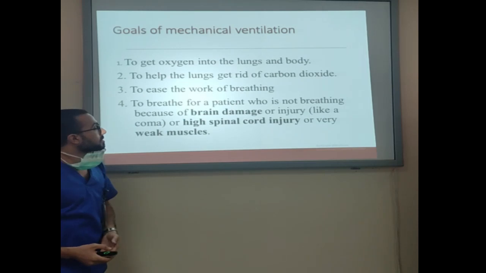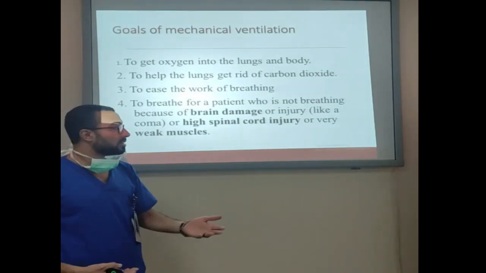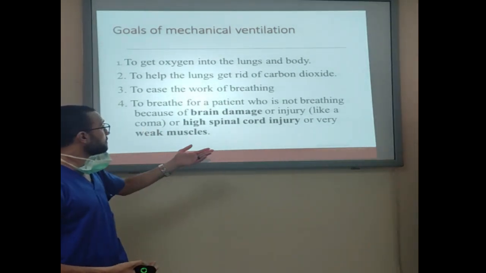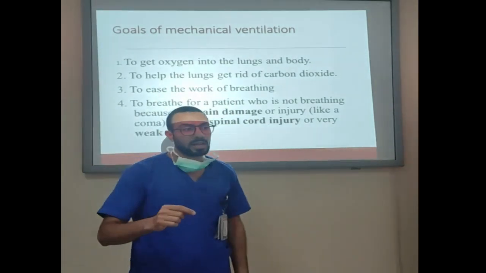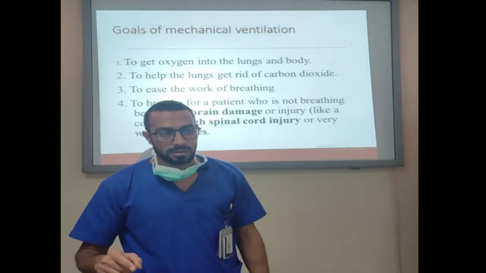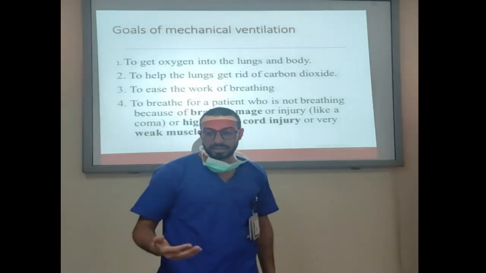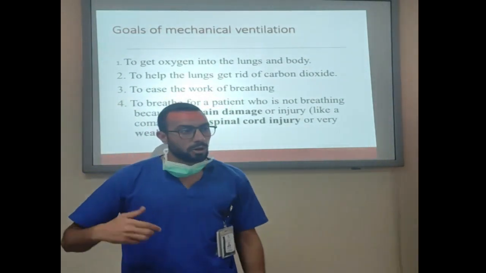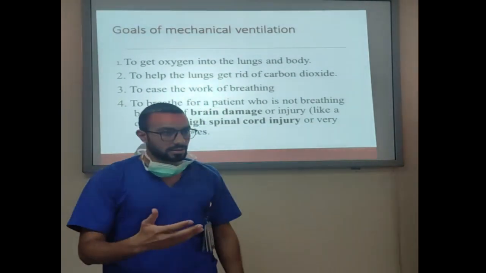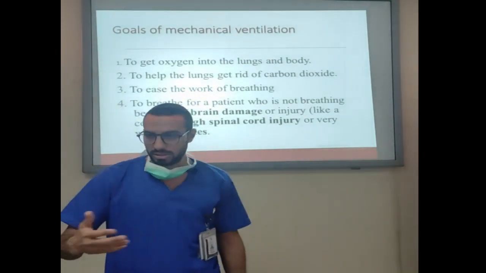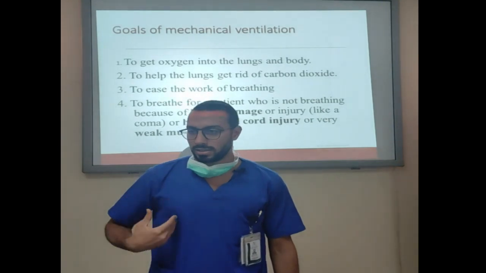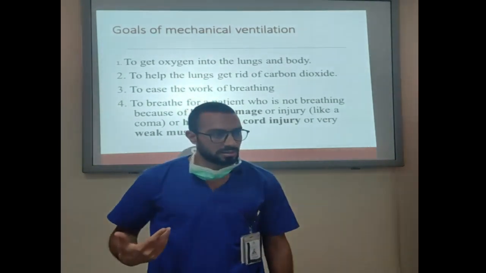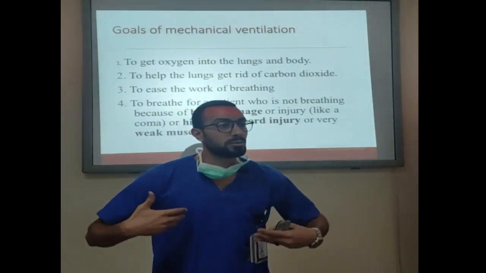So, to help the lungs get rid of carbon dioxide, also with the main supportive process, and to ease the work of breathing, and this is very important. Some patients don't have a problem in the lung itself, but like the patients with Guillain-Barré or myasthenia gravis, all these kinds of diseases, they have a problem with the muscles itself. Also very old age patients or trauma patients, these kinds of patients have a problem with the muscles of the chest and the ribs, so they cannot do the work of breathing.